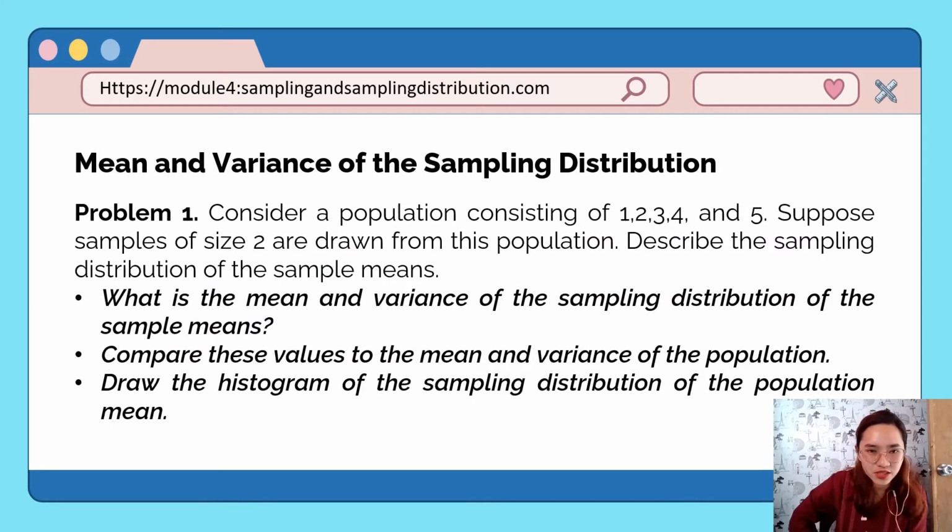So let's consider this first problem. Consider a population consisting of 1, 2, 3, 4, 5. Suppose samples of size 2 are drawn from this population. Describe the sampling distribution of the sample mean. So, question, what is the mean and variance of the sampling distribution? Yan yung kailangan natin sagutin. Then we will compare those values to the population parameters. Then let's draw the histogram para mas ma-visualize pa natin.